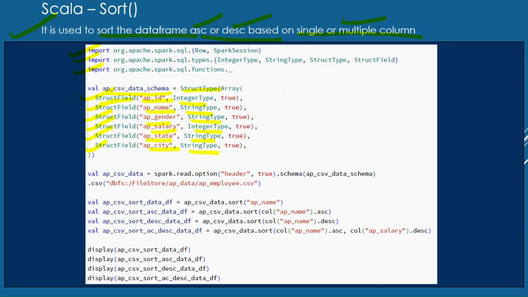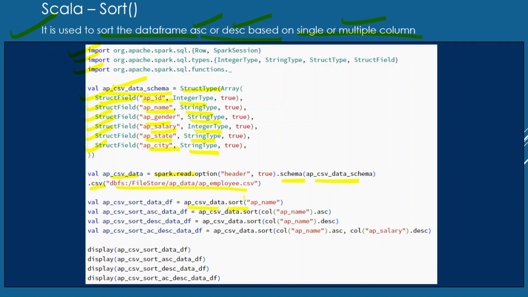With the help of the spark.read.csv function, I am reading a CSV file to create this data frame with the help of this custom schema, which we have defined here. Once this data frame gets created, I have implemented the sort function on top of it.